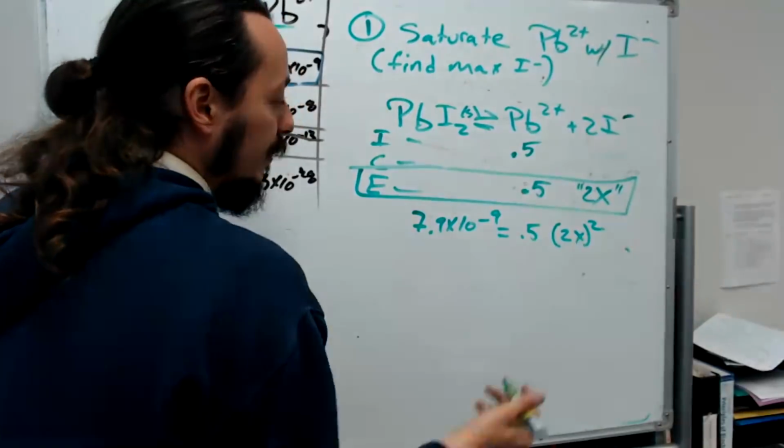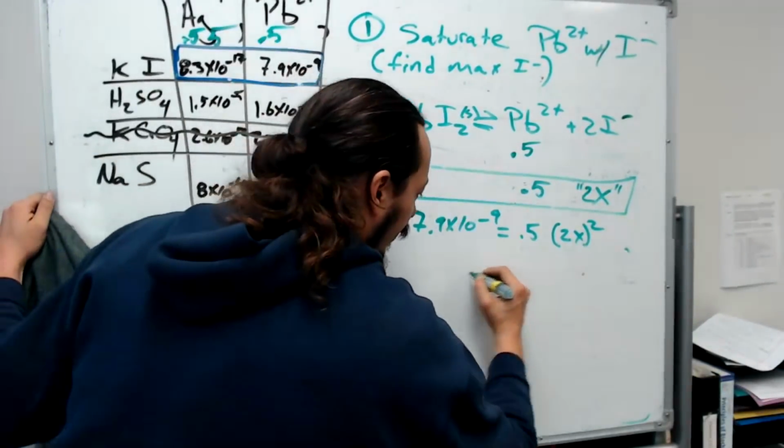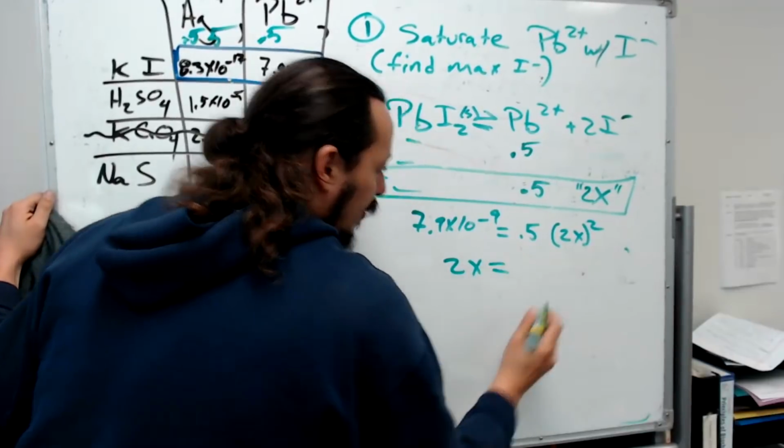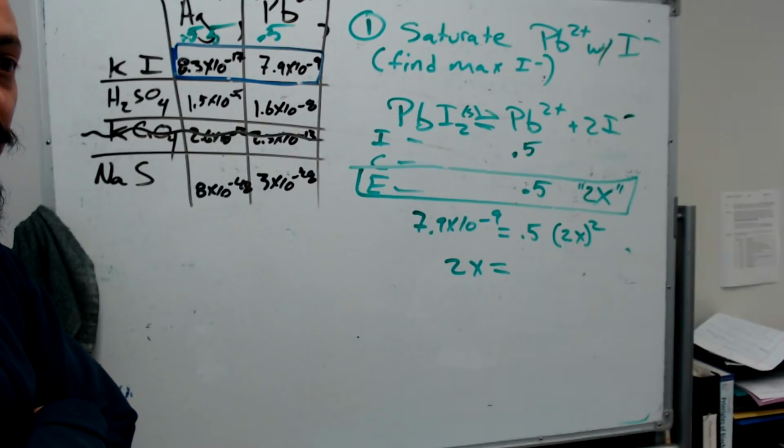That's going to be equal to 0.5 times 2x squared. But again, we're solving for 2x, so I'm just going to divide by 0.5 and take the square root so that we get 2x is equal to, I'm trying to do this in my head, 16 times 10 to the minus 9 would be 4 times 10 to the minus 4.5 would be 8 times 10 to the minus 5? So I think I'm off.